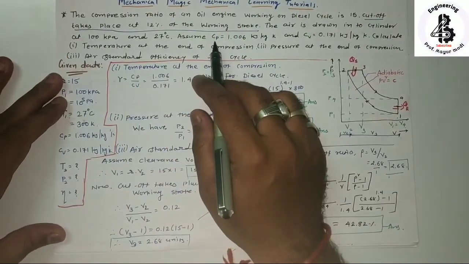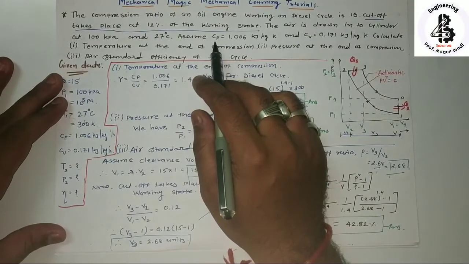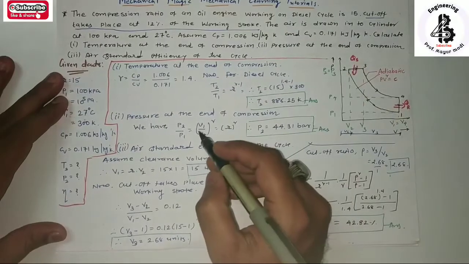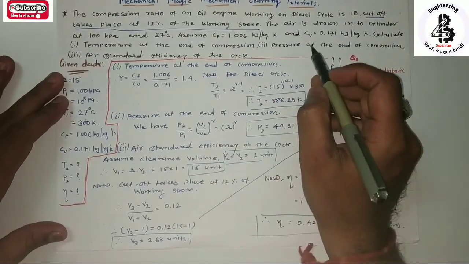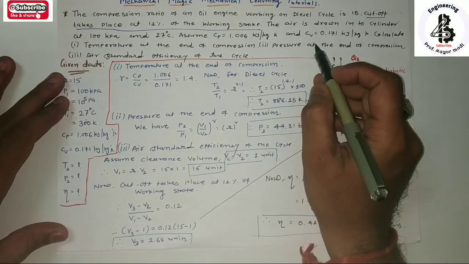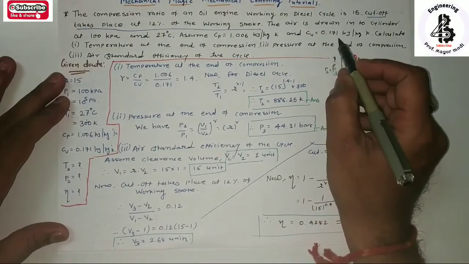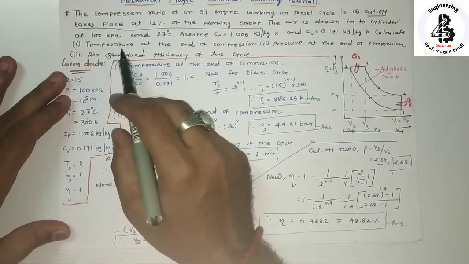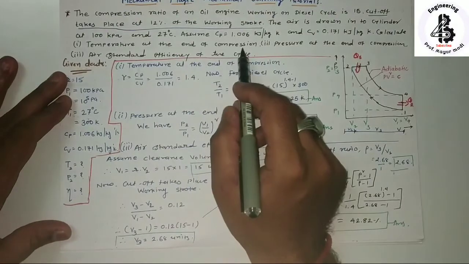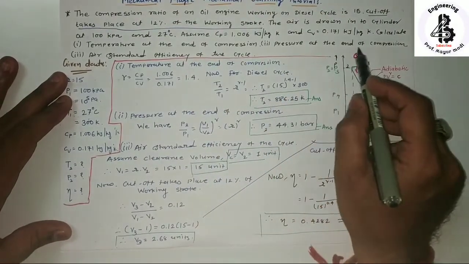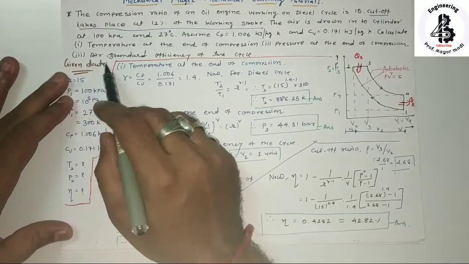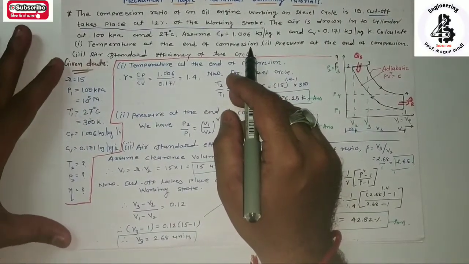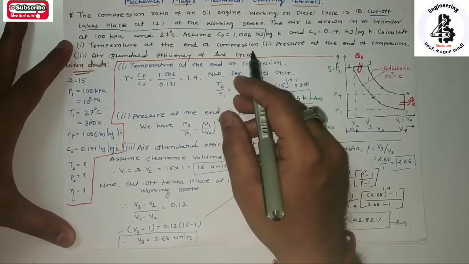Assume Cp, that means specific heat at constant pressure, 1.006 kilojoule per kg Kelvin, and Cv, that means specific heat at constant volume, equal to 0.171 kilojoule per kg Kelvin. Calculate first the temperature at the end of compression, the pressure at the end of compression, and last one, the air standard efficiency of the cycle. So from the given data, let's see which kind of data is given to you.